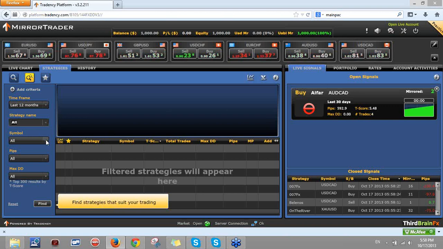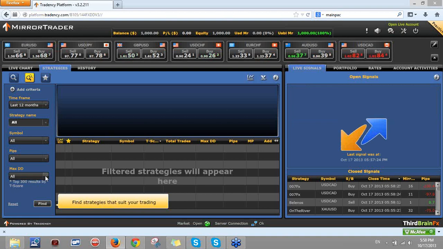You can choose by symbols as well. Audi Canadian, Audi New Zealand, Audi USD, etc. Another option is to choose by pips gained. And the last option is to choose by max DD. From 0 to minus 200, from 0 to minus 400, etc. We'll only choose the time frame, 12 months, and we'll click Find.